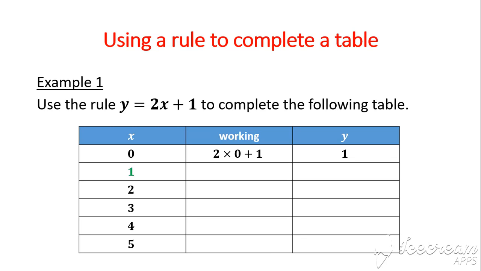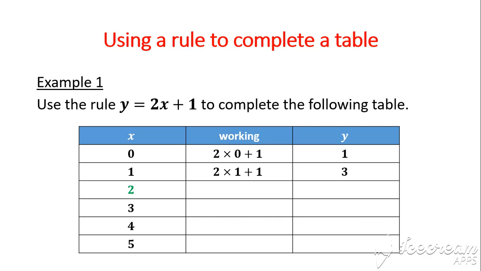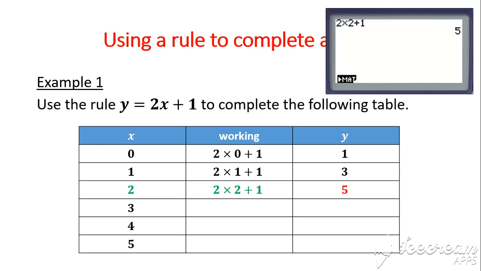All right, let's move on to when x is 1. So we're going to go 2 times the number 1 plus 1 more. 2 times 1 is 2, plus 1 more makes 3. So let's move on to when x is 2. 2 times the number 2 plus 1 more. 2 times 2 is 4, plus 1 more makes 5. At any stage you can use a calculator if you feel your brain's not working properly.